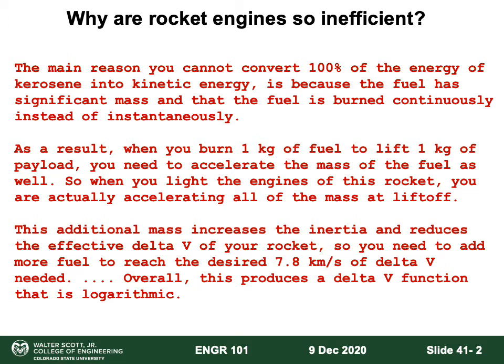As a result, when you burn 1 kilogram of fuel to lift 1 kilogram of payload, you also need to accelerate the mass of the fuel as well. So when you light the engines of this rocket, you are actually accelerating all of the mass at liftoff. This additional mass increases the inertia and reduces the effective delta V, change in velocity, of your rocket. So you need to add more fuel to reach the desired 7.8 kilometers per second of change in velocity needed. Overall, this produces a delta V function that is logarithmic.